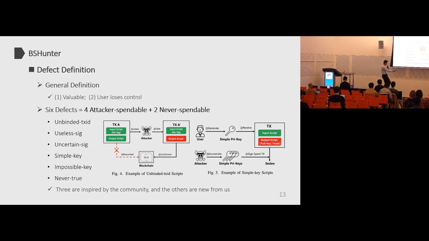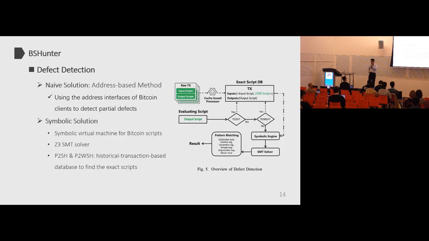Here are two examples. The first one is the unbound TXID. In a Bitcoin script, when you send a transaction, you bind the TXID into some operation code so that you can prevent your transaction from tampering. But if you don't bind your TXID, your output scripts may be replaced by the attackers, then your own transaction could be discarded by the network. The second example is the simple key. If you use a simple key to control your output scripts, when the attacker listens to the network and sees your output scripts, it can spend it immediately. Actually, three of these six types are inspired by the community, and the other three are new from us.